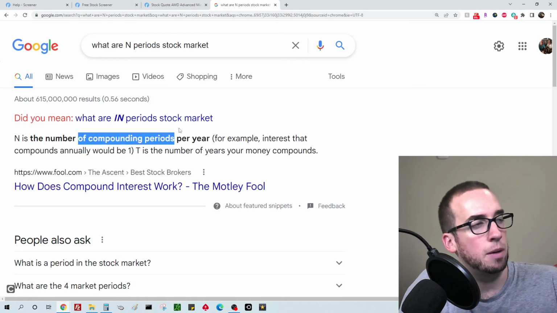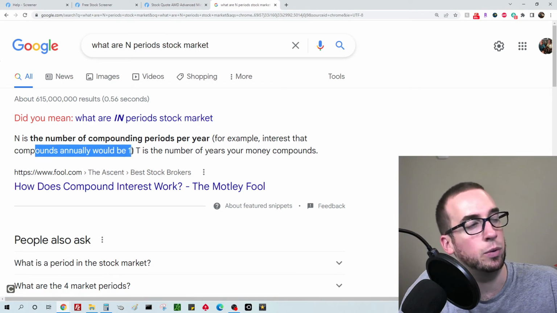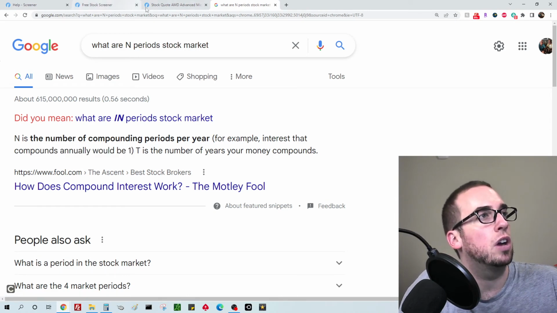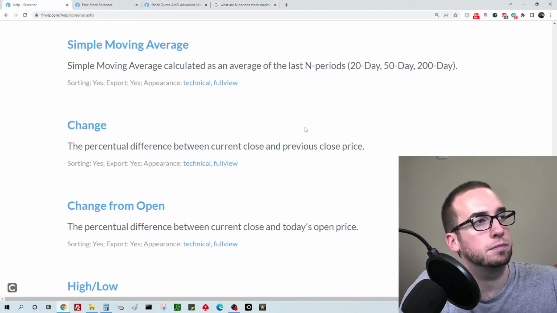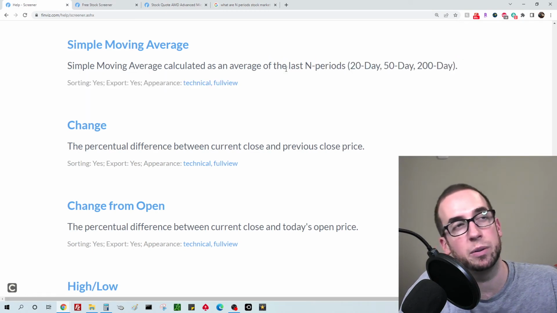N is the number of compounding periods per year. For example, interest that compounds annually would be 1. So yeah, take that how you will. Maybe watch some more videos on that.